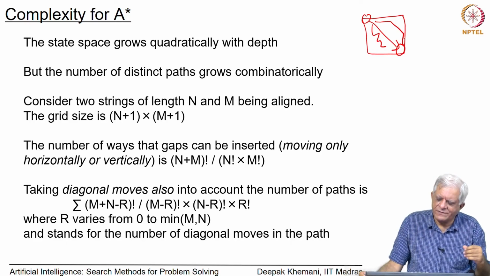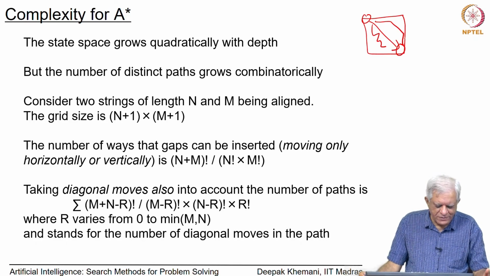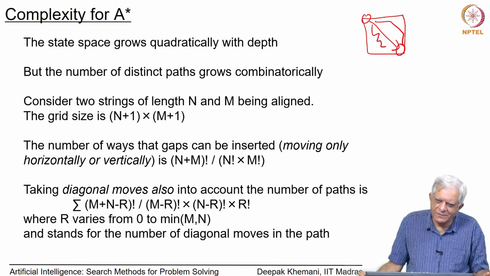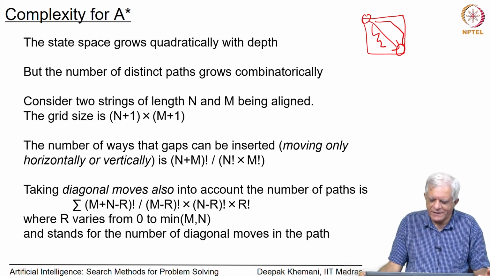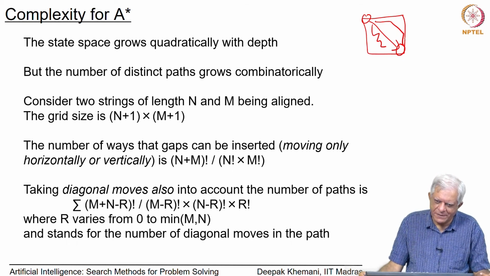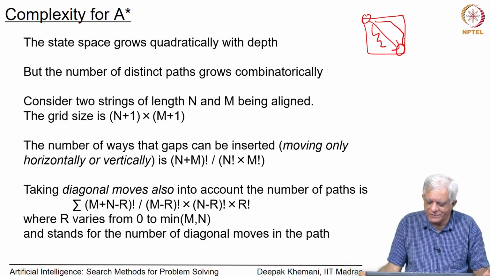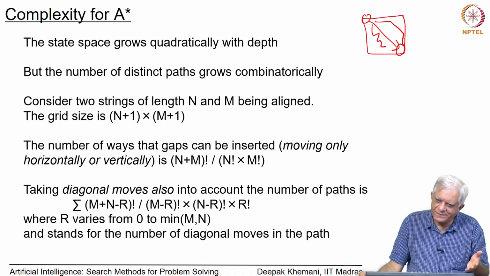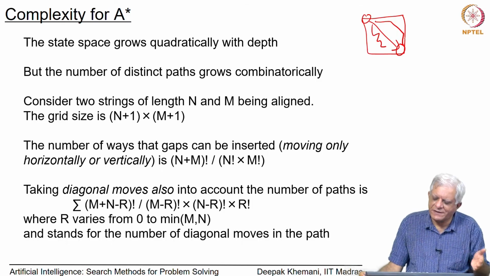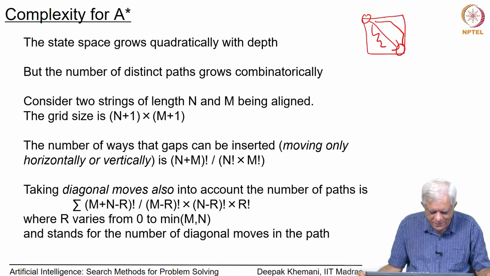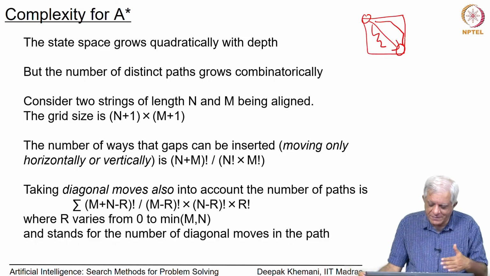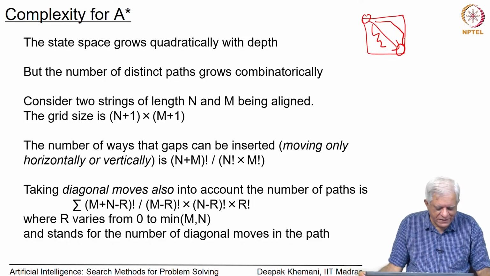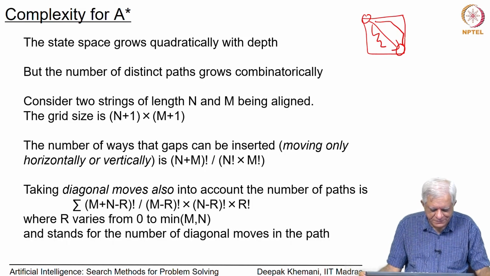And if you try to work out this problem, you will see that this r corresponds to the number of diagonal moves that you are including in your path essentially. It can be 0 diagonal moves if you are moving only vertically or horizontally, but it could also be a complete diagonal move, as we saw in one of the alignments for the previous problem. So, it is a summation of all those things, and it can be quite a large number to deal with.